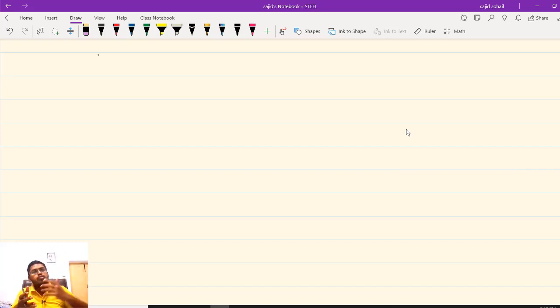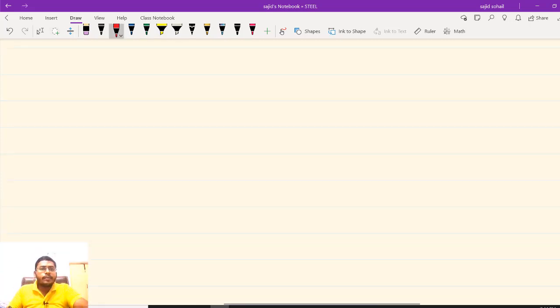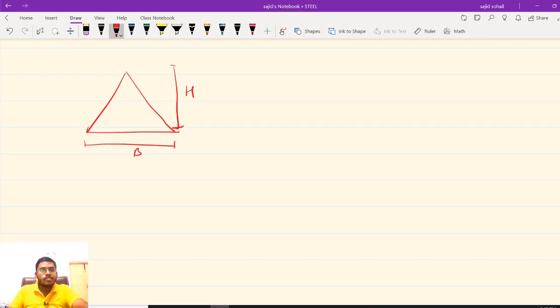I cannot expect you to solve the big question directly. So let me solve this. Based on this question, you can solve different shapes if you want. Let me draw a triangle. I hope this is good enough. Let this be my B and this be my h value. This is my height.